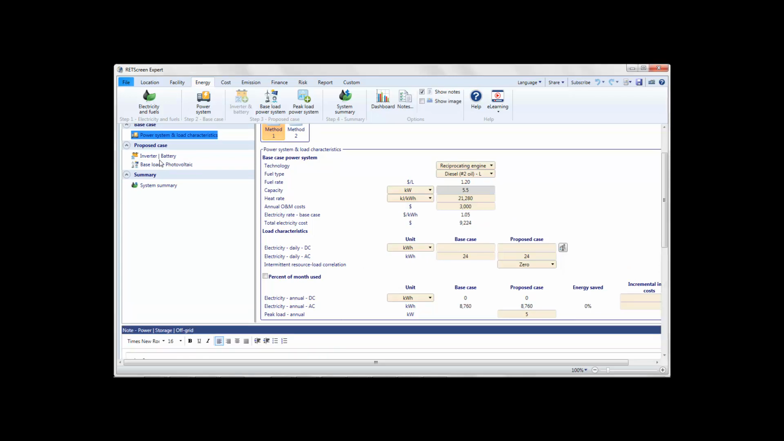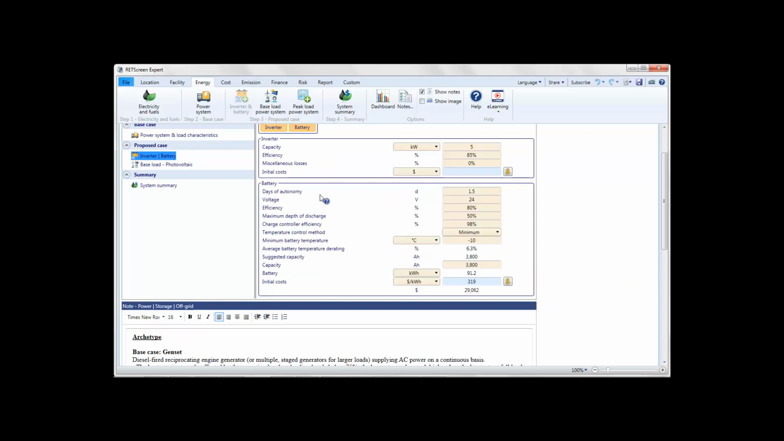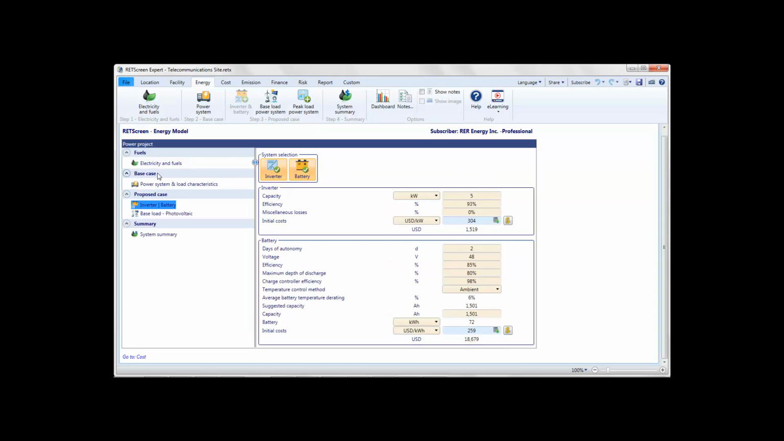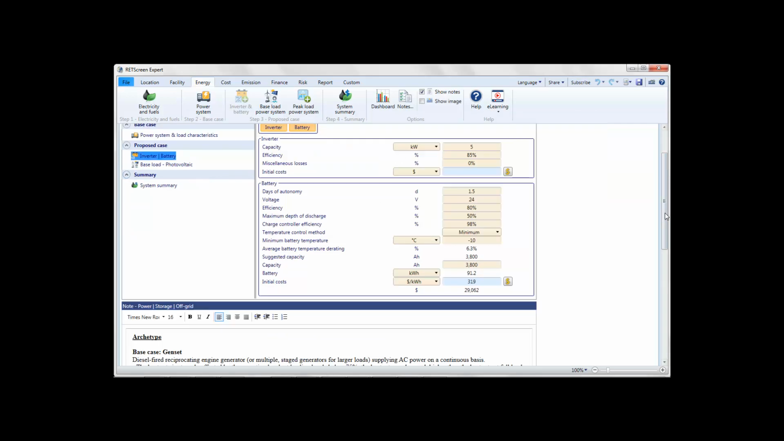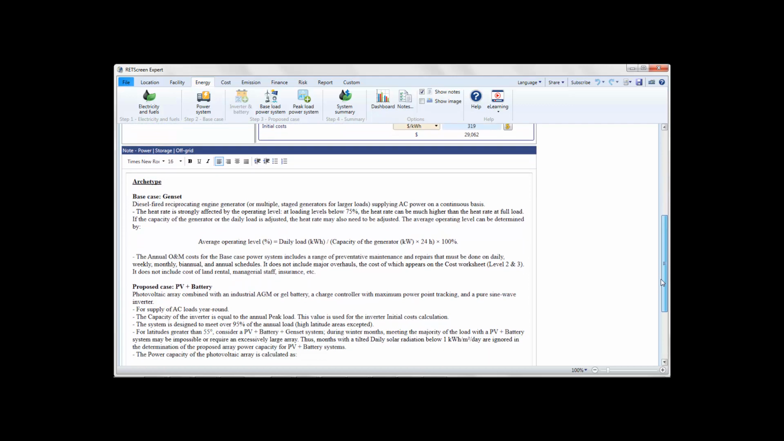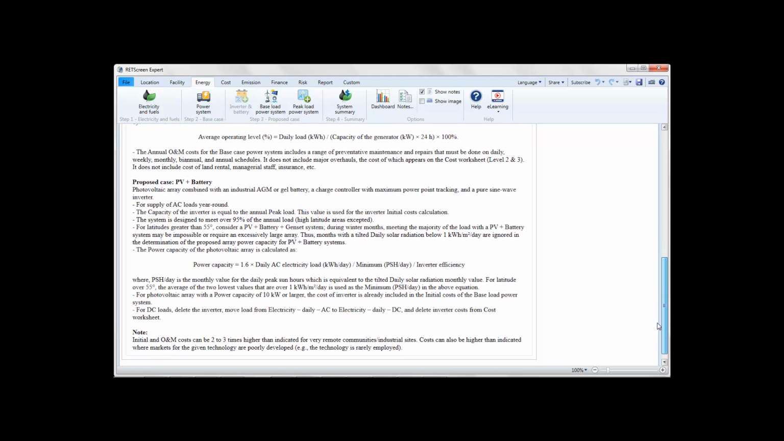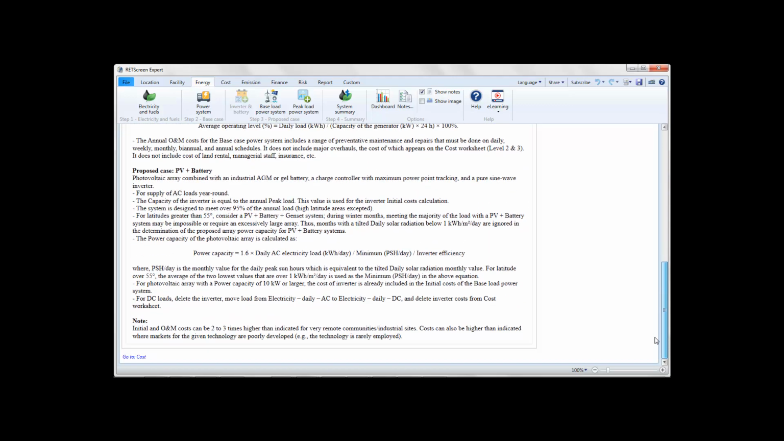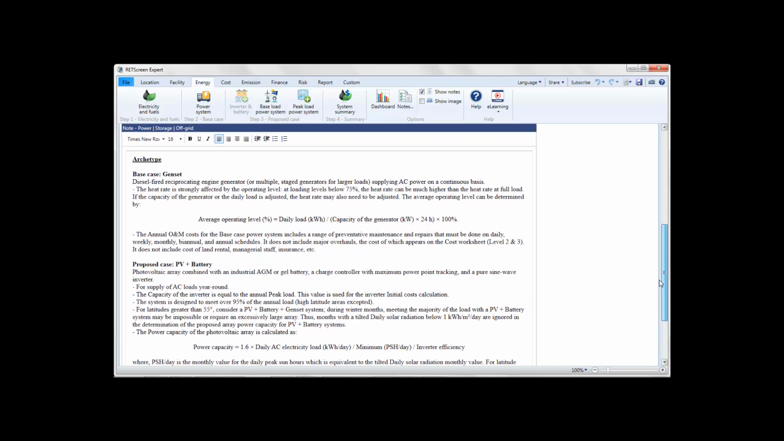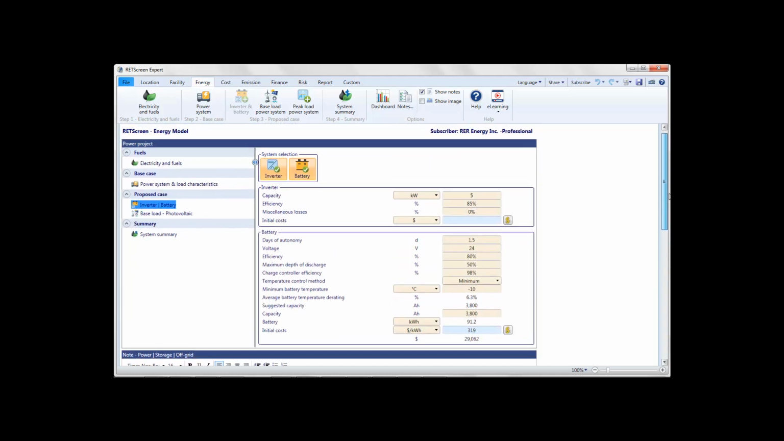Next, we can move on to the inverter and battery page here. And we see right here at the bottom that there's a bunch of notes discussing the assumptions made in the archetype. And you could read those over to understand what it's presenting, but I'm just going to look at the values here.